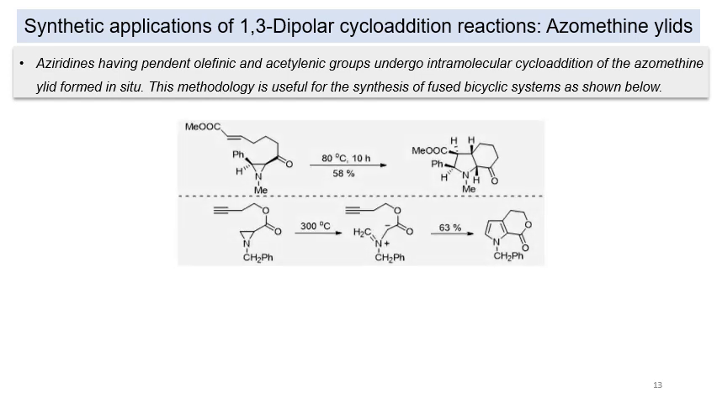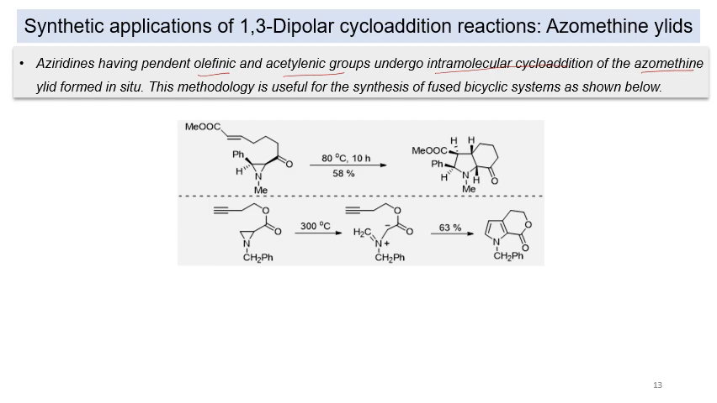Now, aziridines which have pendant olefinic or acetylenic groups, that means the groups that are present in the same molecule, will undergo an intramolecular cycloaddition reaction of the azomethine ylide. This is very useful when you have to form bicyclic systems that are shown here.